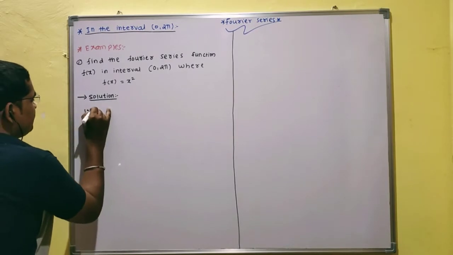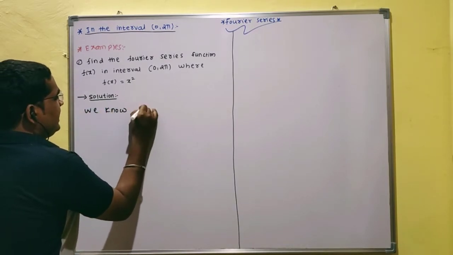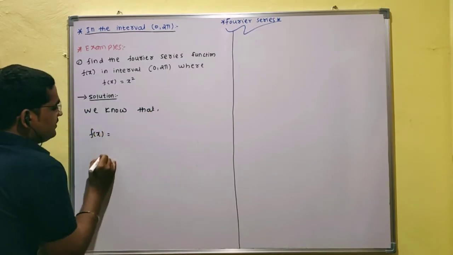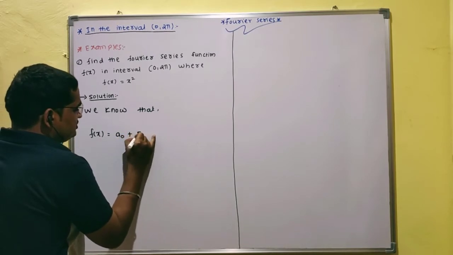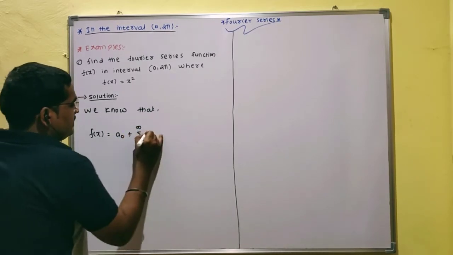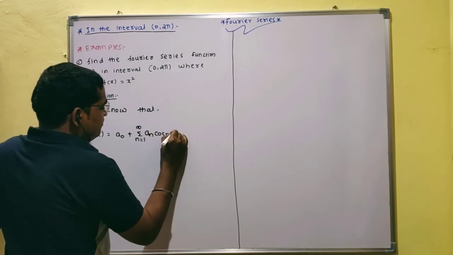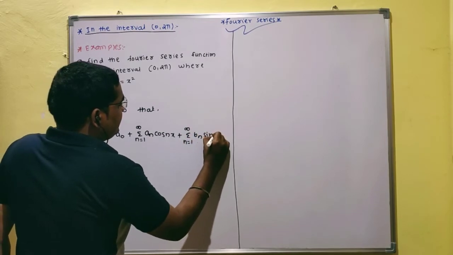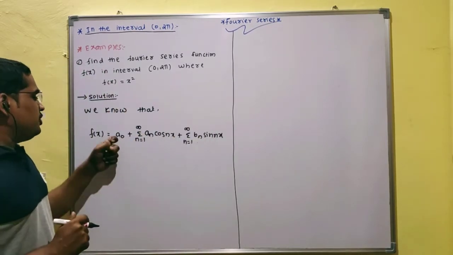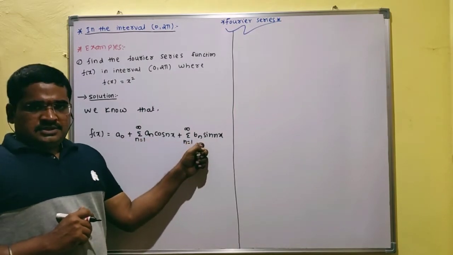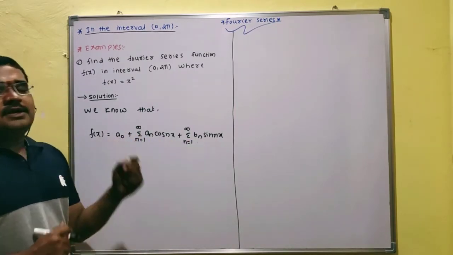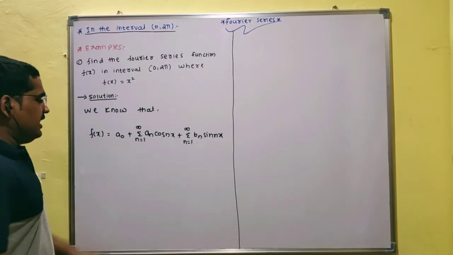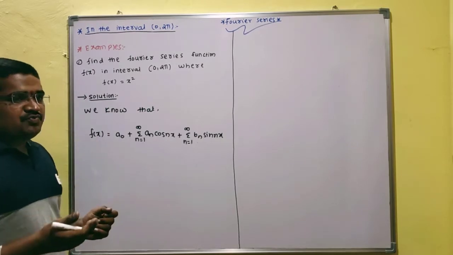Then we know that the Fourier series is given by f of x is equal to, what is the formula? a naught plus summation n running from 1 to infinity a n into cos nx plus summation n running from 1 to infinity b n into sin nx. We have to find the values of a naught, a n and b n. These are called the Fourier coefficients, and we have to find them by using Euler's formula. In the previous video we saw how to find these values.